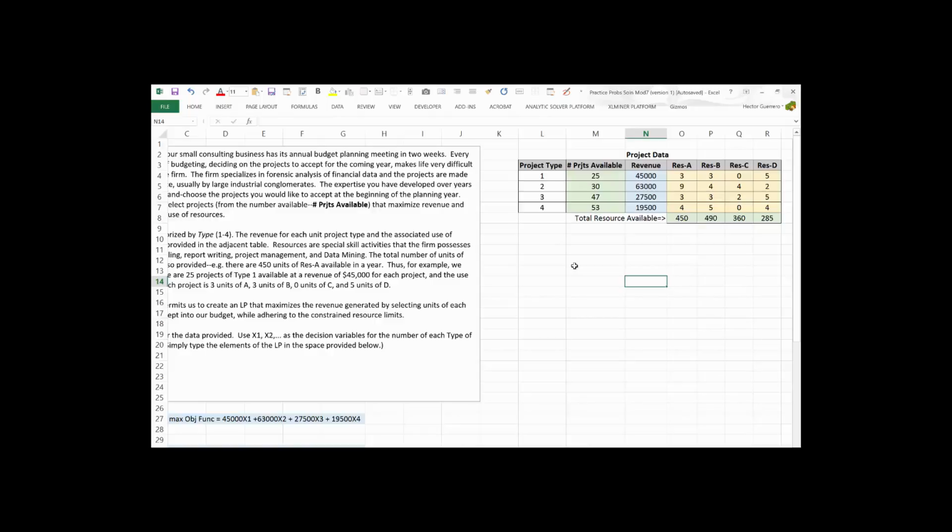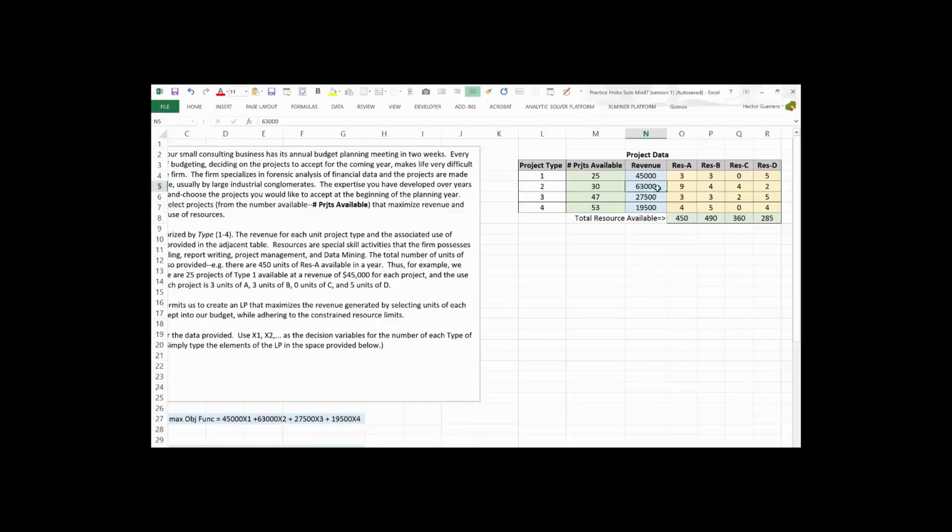It's a bit of a problem for linear programming, but of course, it's not that big a problem. We can always round and see how rounding affects the optimal solution. So that's our decision variable. x1 would be the number of project type 1 that I'm going to accept. It has a revenue generation capability of $45,000 per project. Project 2 has revenue capabilities of $63,000 per project.